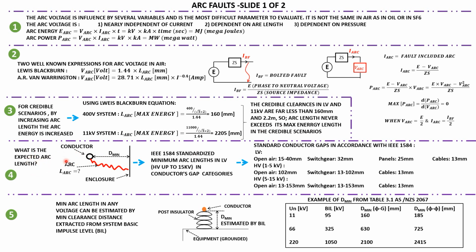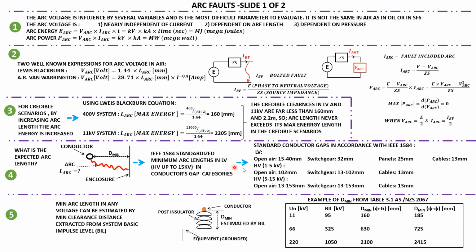So for arc length, we can say minimum and maximum arc length. What sort of idea can we have for that? The minimum arc length basically is the clearance, so the minimum clearance distance. If you have a conductor here and an enclosure here, then we have a minimum clearance distance, the shortest distance between them. So the arc could not be less than this distance. Basically, it's very obvious.